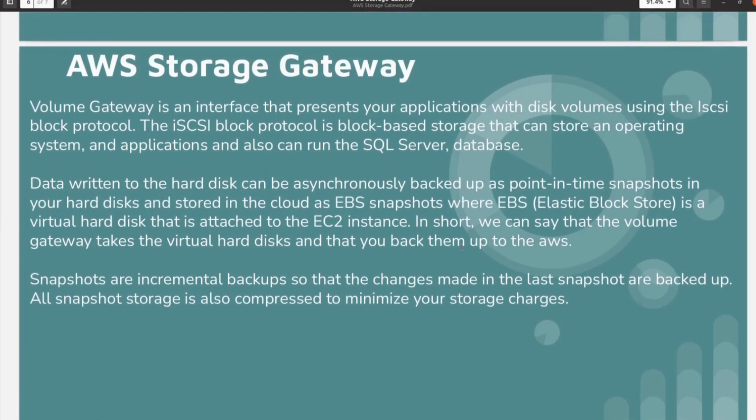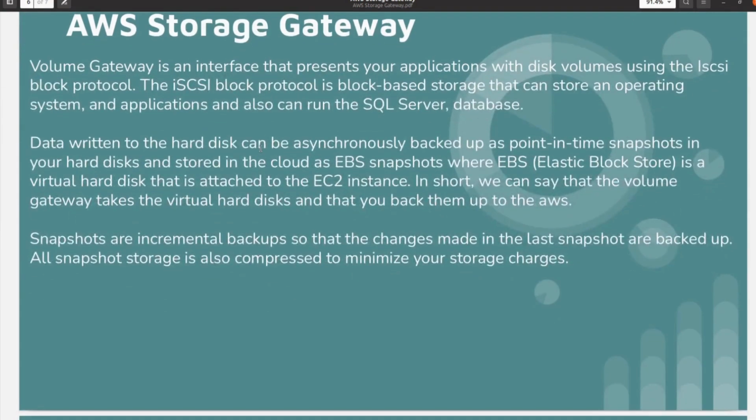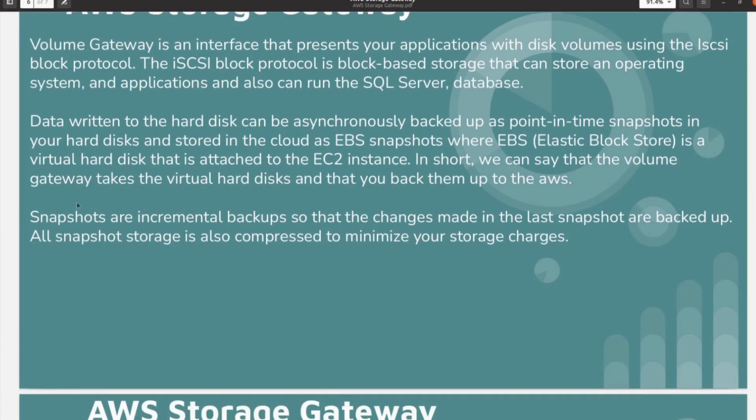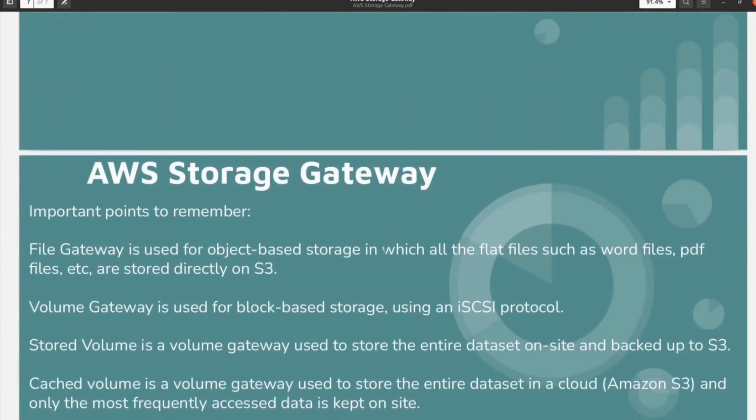So whenever we want to install our block level file storage, we will be using volume gateway. It also takes automated backups by time. According to the time we can configure it, for example we can take a snapshot after 10 minutes or 5 minutes. Whatever changes we have made in the last 5 minutes will be stored by the automated backup in the form of a snapshot.